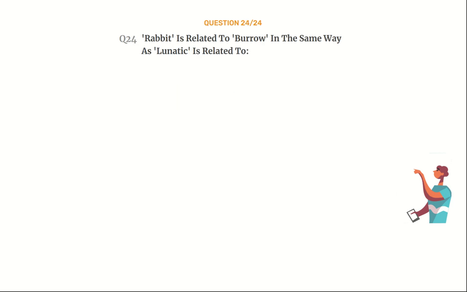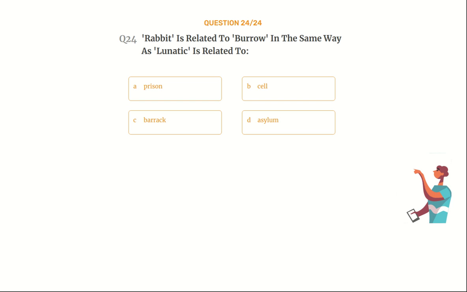Question number 24. Rabbit is related to burrow in the same way as lunatic is related to. Option A. Prison. Option B. Cell. Option C. Barrack. Option D. Asylum.